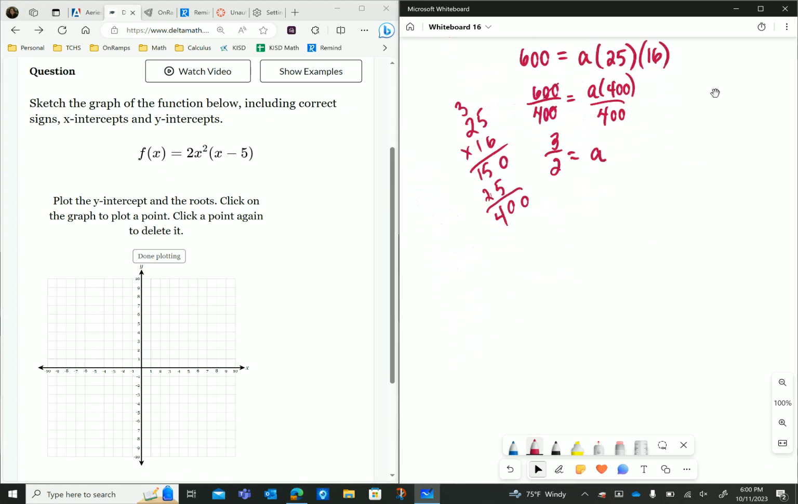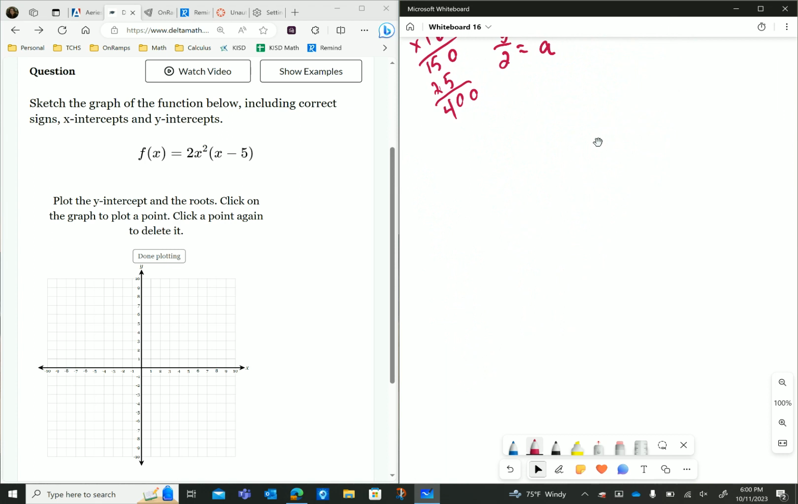So we have been given f of x equals, let me write in blue. All right, f of x equals 2x squared times x minus 5. Okay, so what we're going to do first is find our x-intercepts. That's the first thing we're going to find.